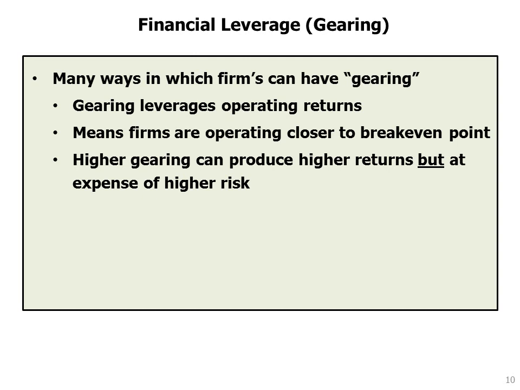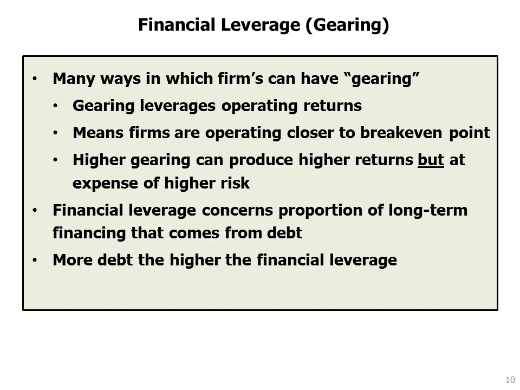There are many ways in which firms can have gearing. Gearing leverages operating returns, meaning firms are operating close to the break-even point. Higher gearing can produce higher returns, but at the expense of higher risk. Financial leverage concerns the proportion of long-term financing that comes from debt. The more debt, the higher the financial leverage.